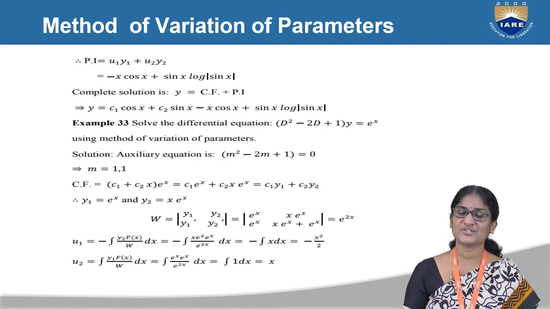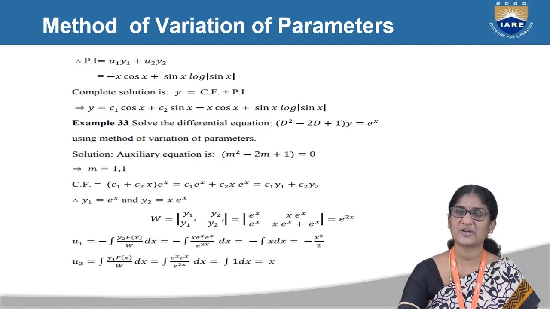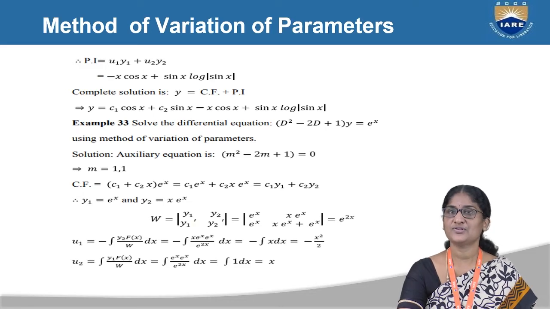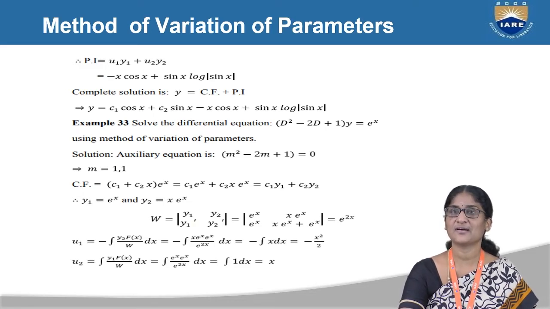Now the complete solution is y is equal to complementary function plus particular integral, which is equal to c1 cos x plus c2 sin x minus x cos x plus sin x log mod sin x. This is how we can easily give the solution for whatever function you have on the right side, f of x. And this problem becomes critical when the integral part is very complicated, that is, while finding out the u1 and u2 values, sometimes you won't get easy integral functions.